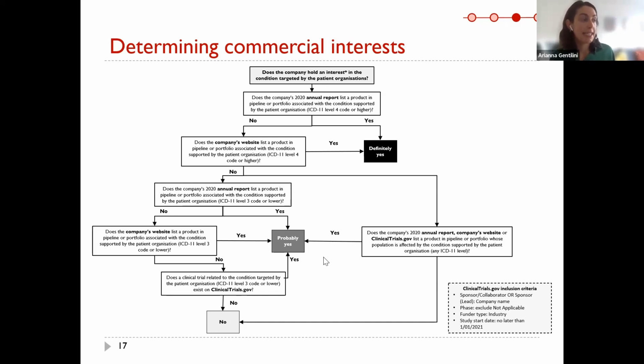On the other hand, if a patient organization is focusing on multiple myeloma and a company has a drug in development for the same condition, we would be able to match the diseases, and in this case there would be a perfect concordance. So in that case, it would be a definite yes. Of course, if it's none of these two, it would be a no.